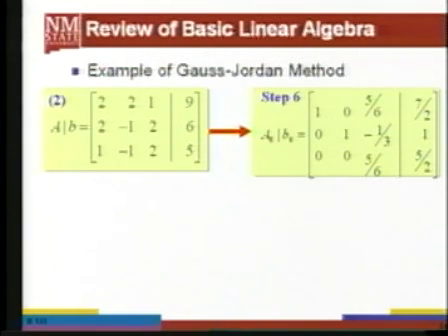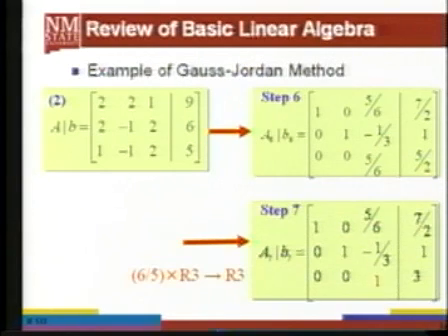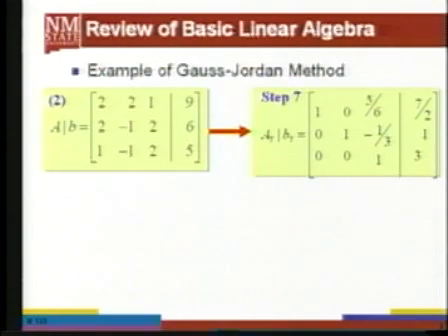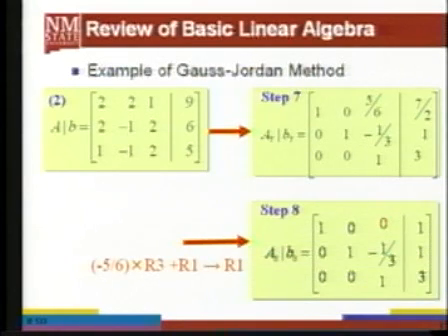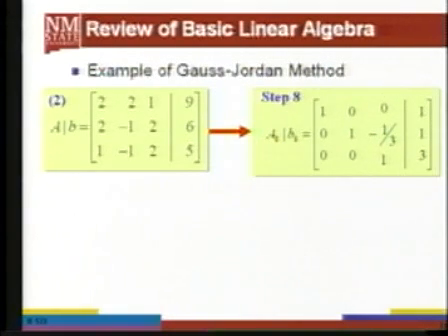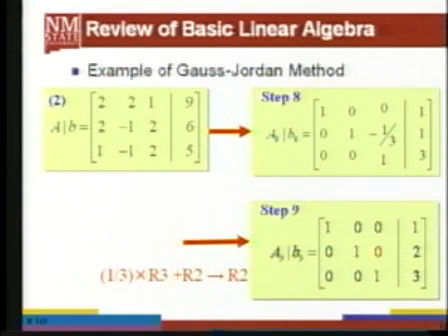So next, what he did is multiply row number 3 of A6 matrix by 6/5. And then replace row number 1 of A7 matrix by negative 5/5 times row number 3 plus row number 1. Okay? And then replace row number 2 of A8 matrix by 1/3 times row number 3 plus row number 2.